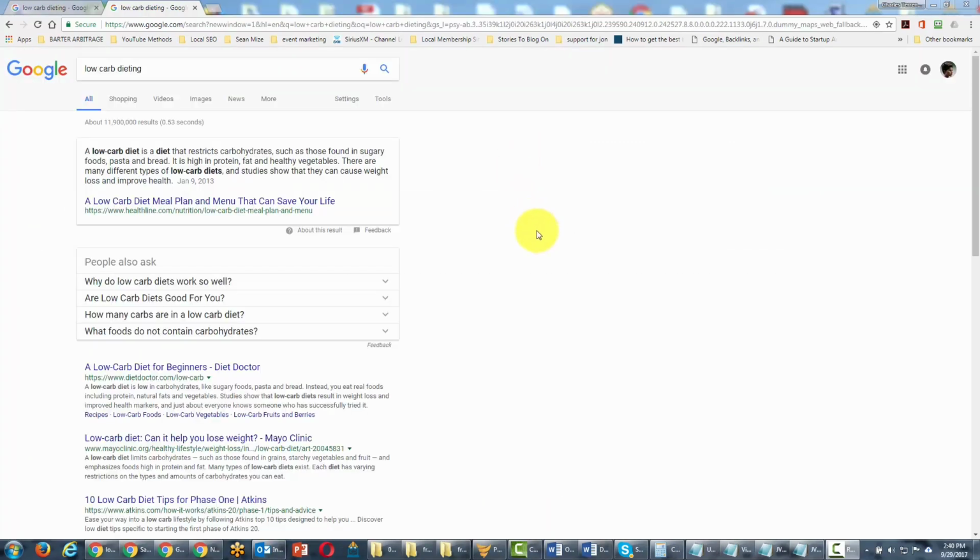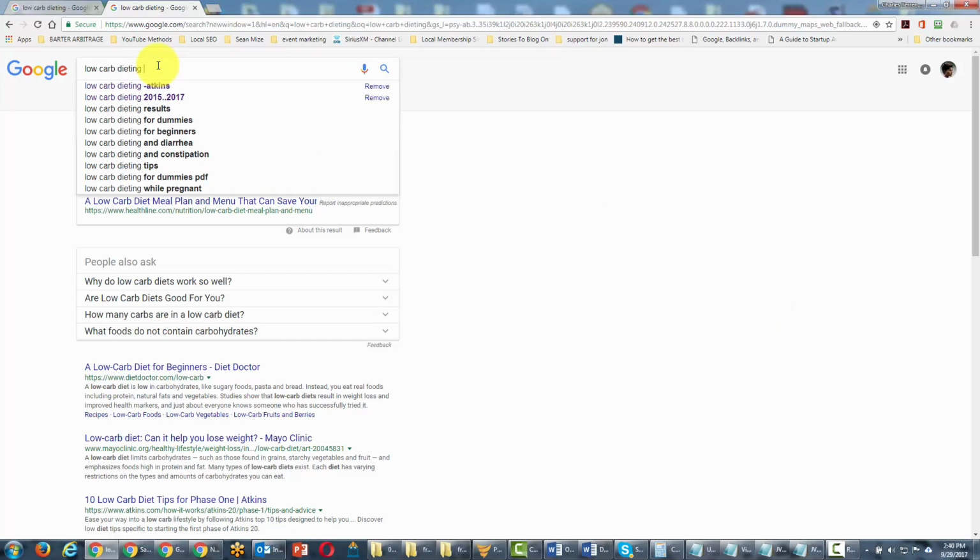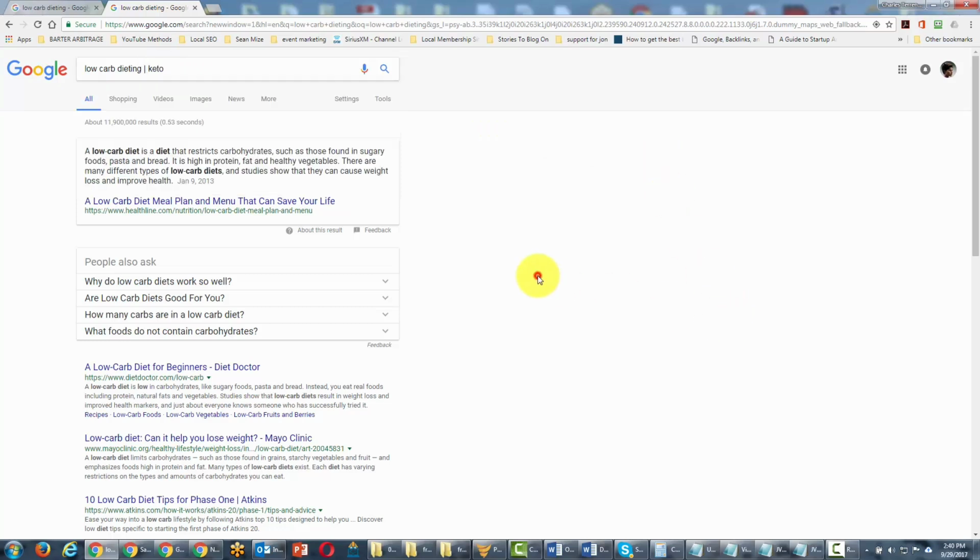Welcome back. We are now going to look at the piping command. The piping command functions the very same way as another term that we could use, which would be the OR command. What we do is we put in a pipe, which is a straight line, inside of our search, and then we put in another similar term. So we're going to tell Google, look for low-carb dieting or keto, and it's going to bring us back the most relevant results.